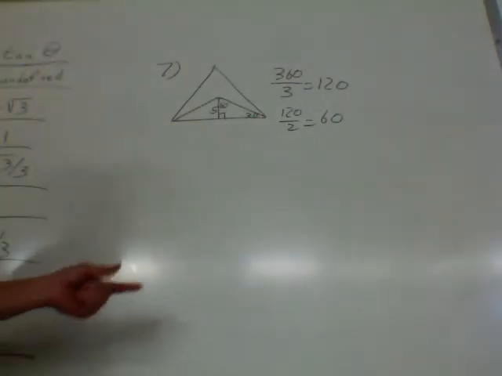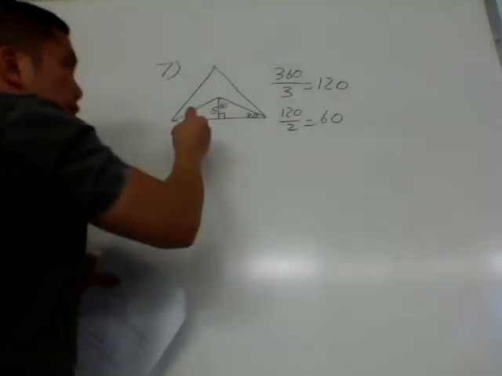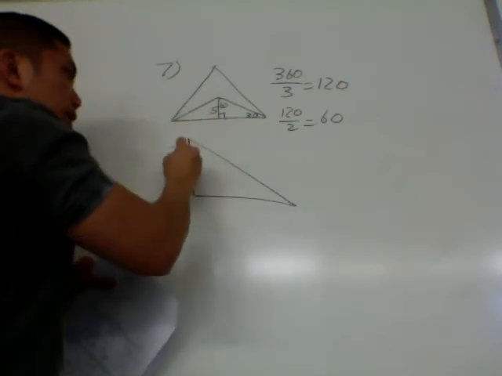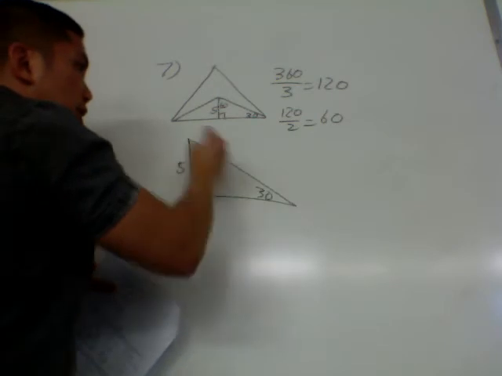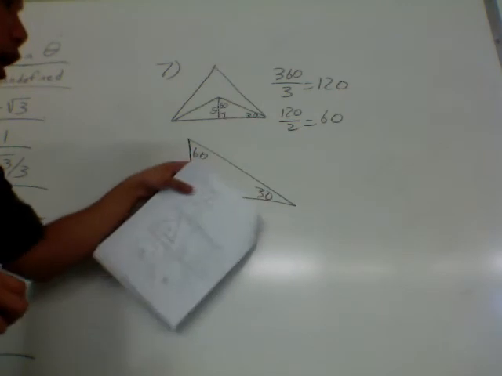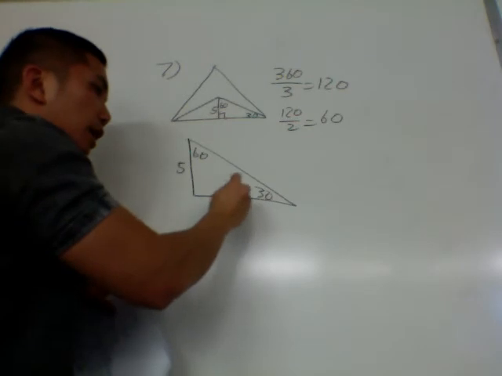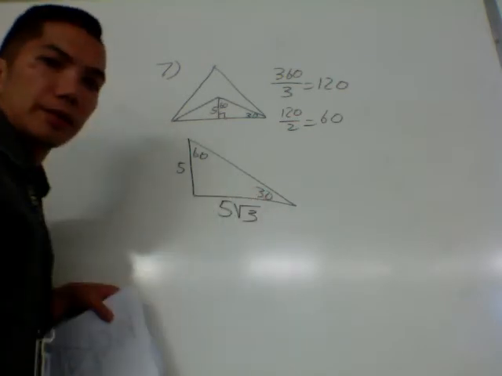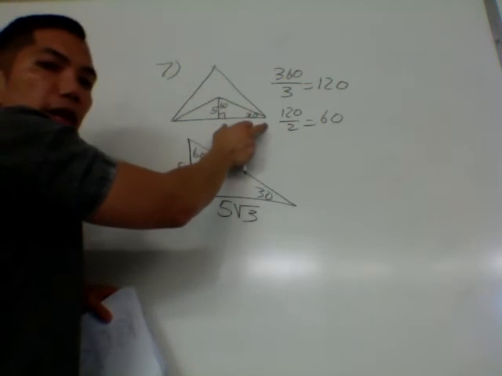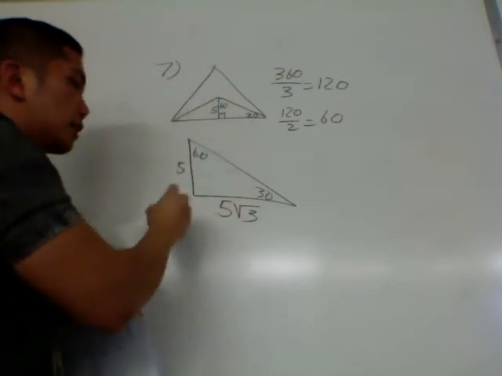Now, if I look at this triangle, I'm going to draw it bigger so you can see. This is 5, and that's across my short side. So, to get my long side, I multiply by root 3. This here should be 5 root 3. Now, however, 5 root 3 is not your side length. It's only half of it. You have to multiply it by 2 to get the entire side length.